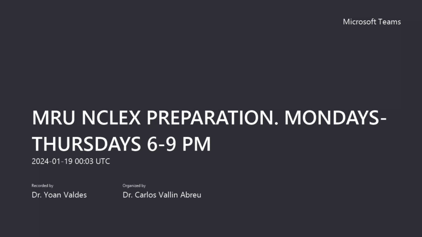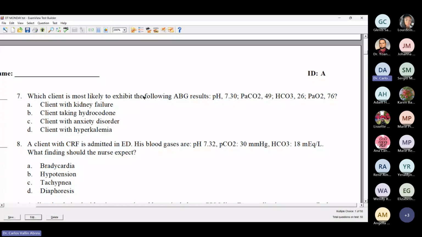Where can they assign this client and not any of the others, because they are very complicated. Okay, more ABGs. Which client is most likely to exhibit the following ABG results?